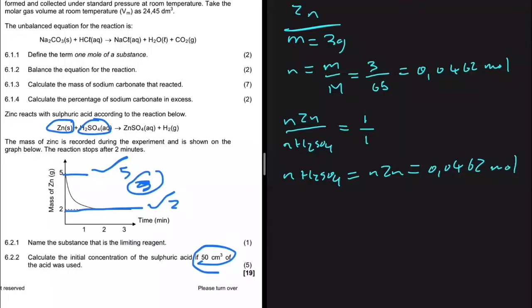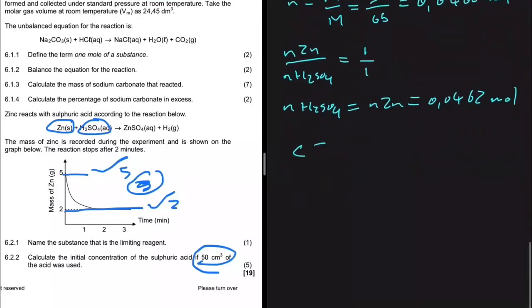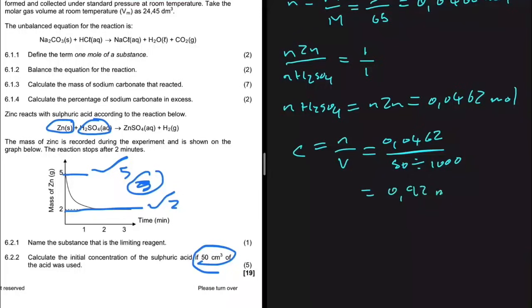And then now we can find the concentration. That's what the question is asking us to do. Concentration is equal to number of moles divided by volume. So we have 0.0462 divided by the volume, right? 50 centimeter cube. Obviously, we're going to divide it by 1,000. We deal with decimeter cube. We are chemists, right? And when you punch that in your calculator, I wish you get 0.92 moles per decimeter cube.